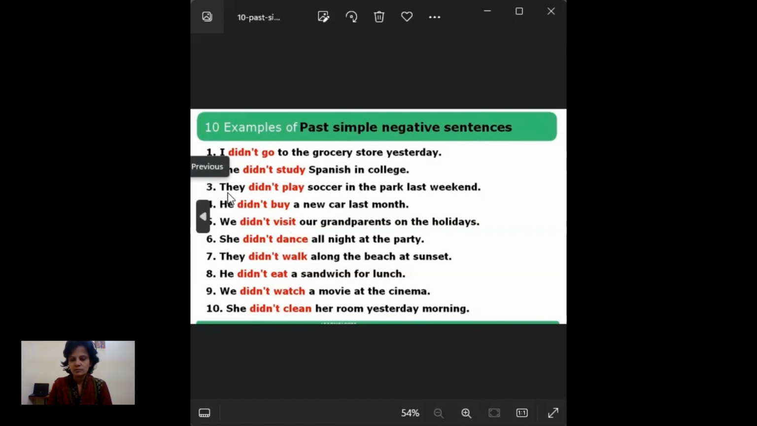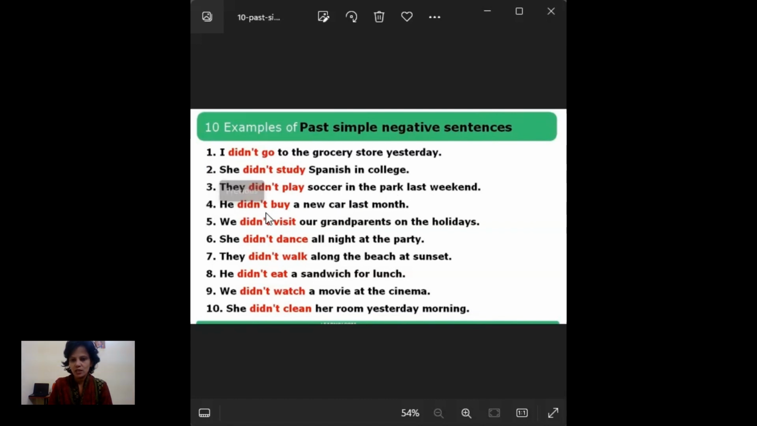And third one, they didn't play soccer in the park last weekend. This means they didn't go to play football last Sunday. That is what it means. When it was in the past, at that time they went to play. They played soccer in the park last weekend. But when we add did not, that means this action didn't take place. They didn't go to play soccer last week. That is what it means.